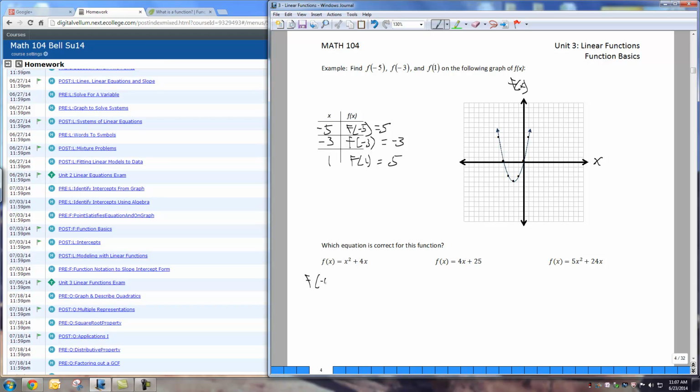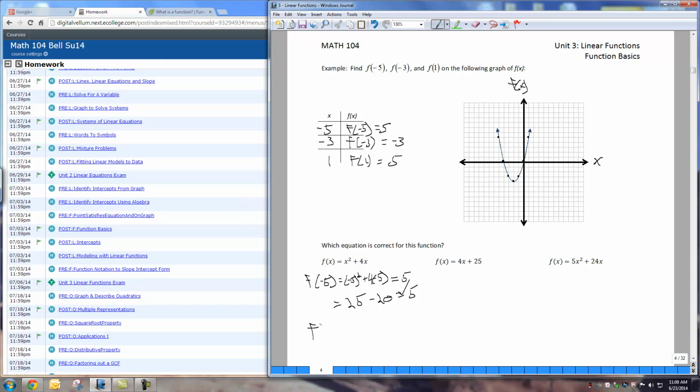F of negative 5. Now I need it to equal 5, right? So over here, I'm going to write in equals 5. Let's see what it equals. Negative 5 squared plus 4 times negative 5 equals: negative 5 squared is positive 25, 4 times negative 5 is negative 20, and indeed it does equal 5, so it does satisfy.